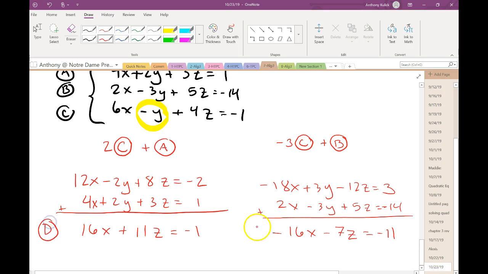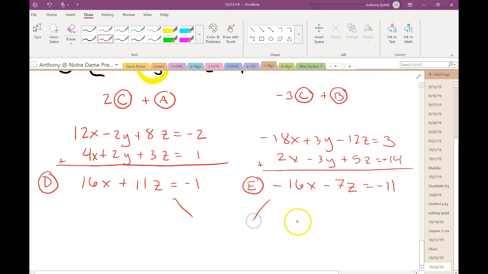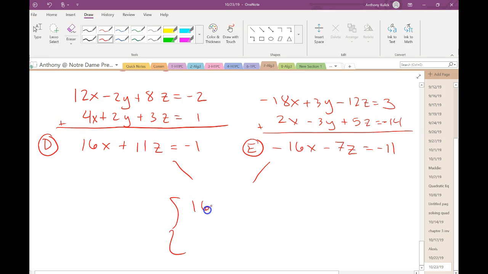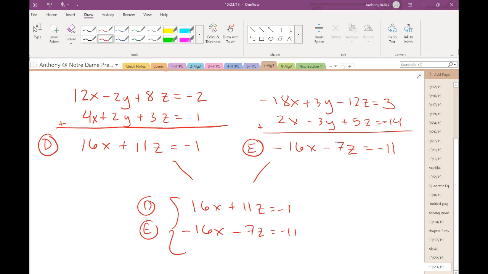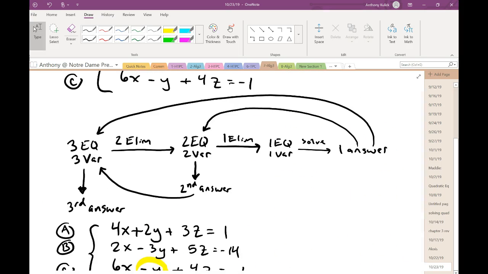I'm going to refer to this first equation as equation D, and the second equation as equation E. I'm going to take those two equations together and make my two-variable system. So if I go back to my flow chart, where am I at right now? I'm now on this part, right? I now have two equations with two variables. That first step is the longest step.